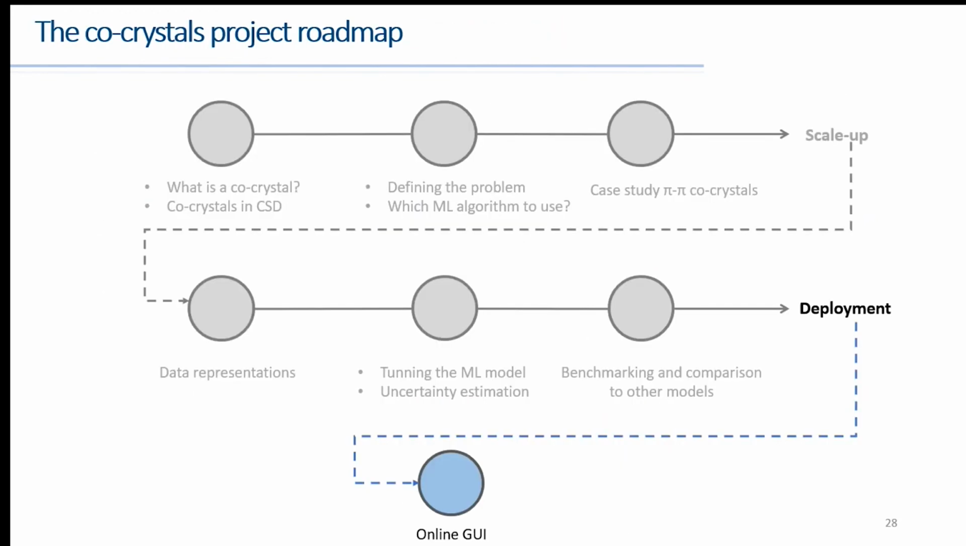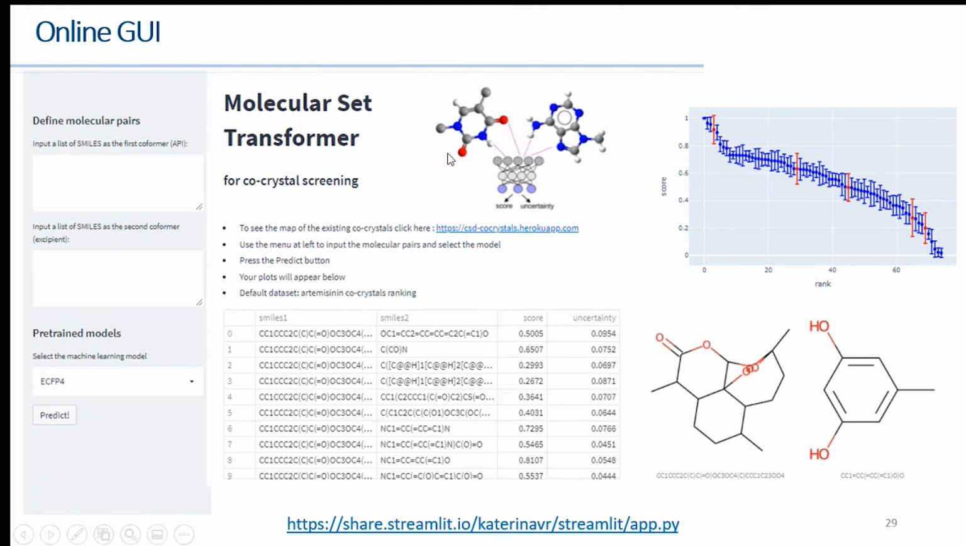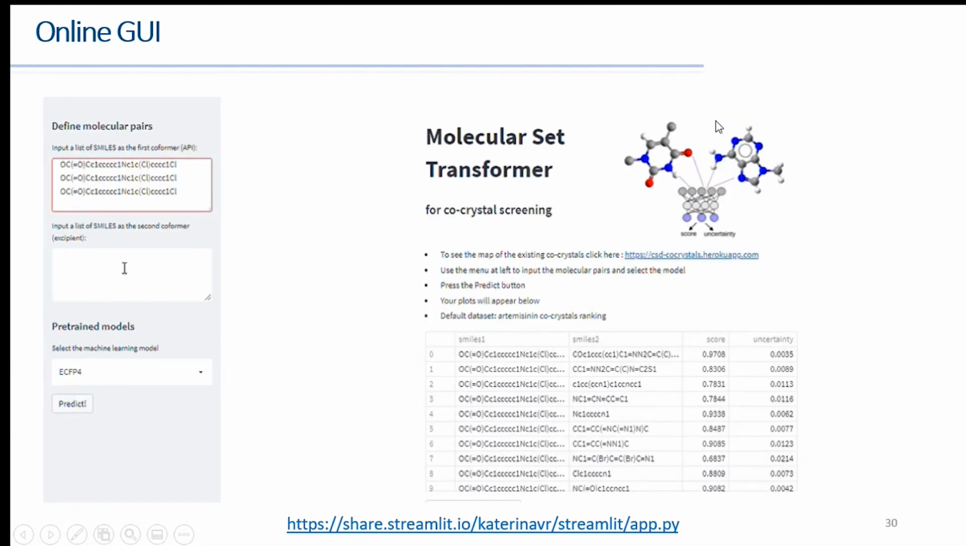And so at the end, we incorporated these models into an online graphical user interface, where, by giving the molecular pairs we are interested in, so molecule 1, the API, and molecule 2, we can select which of the pre-trained models we want to use, and then we can get a ranking and also an uncertainty. So we can select some points with really high scores to be synthesized.